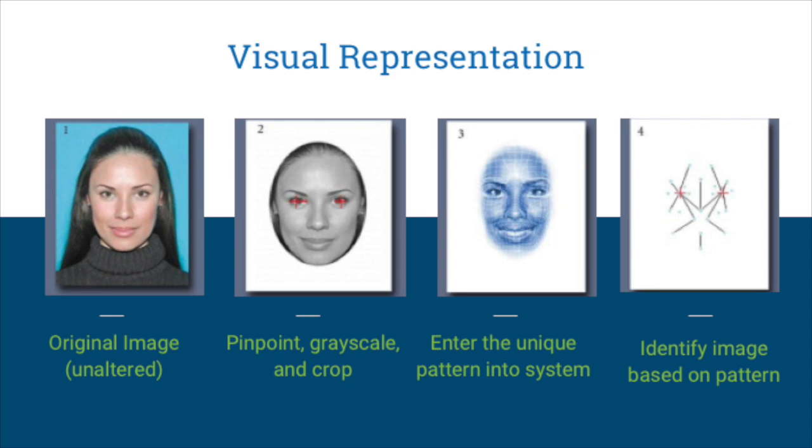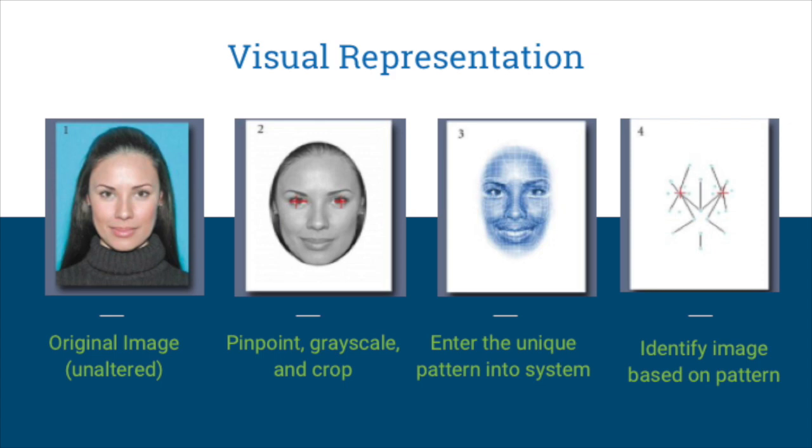This is a visual representation of the process of facial recognition. Step 1 includes the original image unaltered. Then step 2 includes the pinpointing of dominant facial features such as the red dots above indicating eyes, and then the image is turned into a grayscale, and finally additional information that's not necessary is cropped out.